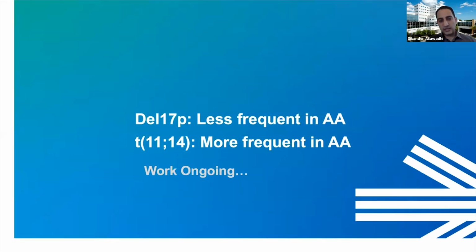So one thing we can say is that deletion 17p is less frequent in African Americans and translocation 11;14 is more frequent in African Americans. Right now, these are the ones that seem to be of most clinical significance, but the work is ongoing.